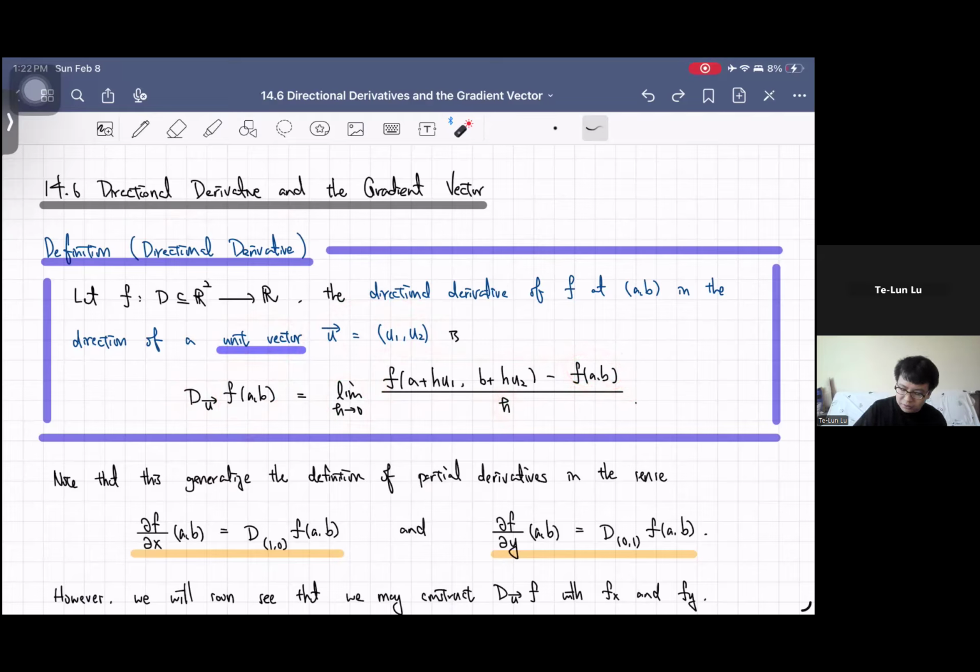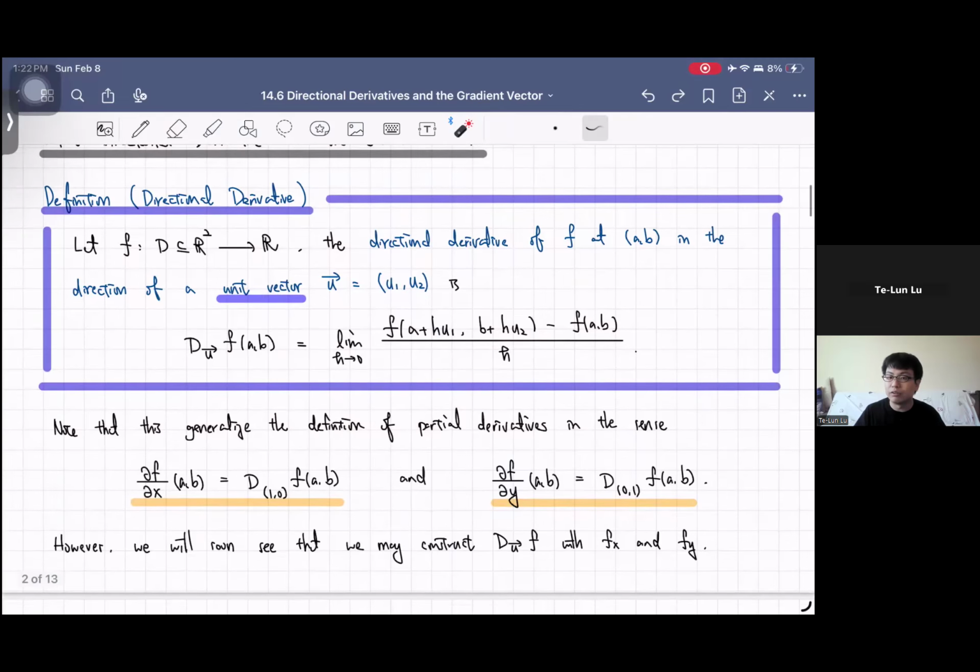So you can see that this definition is actually quite natural. It is simply saying that if I move slightly along the direction (u1, u2), what is the change in that direction? And we can see that actually this is a generalization of the usual partial differentiation. The usual partial differentiation in x is simply in the direction of (1, 0), right? In the x direction. And for y, it is simply the y direction, (0, 1). So this definition generalizes what we can do for partial differentiation to different directions.